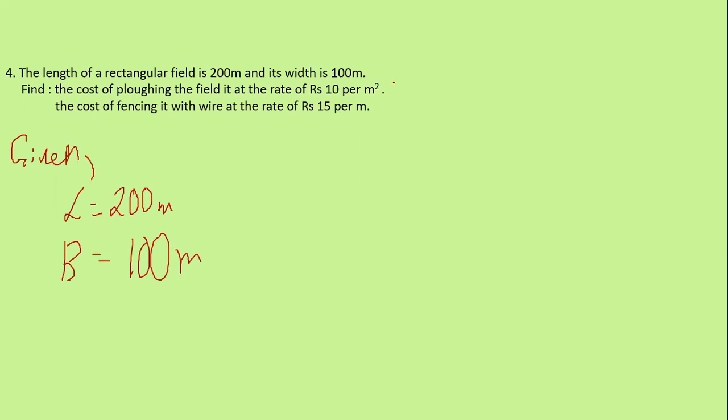At the rate of rupees 10 per meter square, the cost of fencing it with wire at the rate of. So do you know what is plowing, right? If this is my field, I have to plow inside the plot, right? In any way, right? So it is normally referring to the area, right?